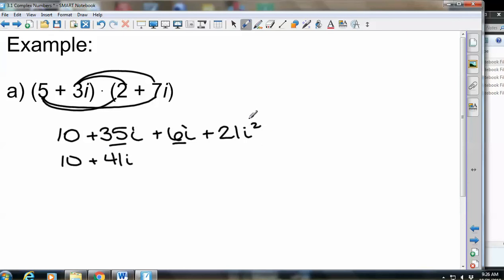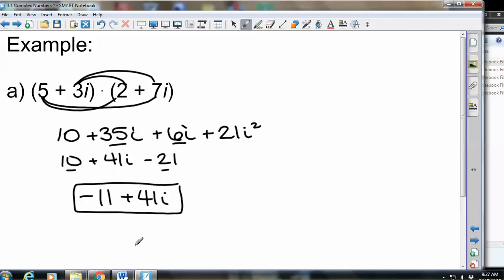However, 21i squared, every time you get i squared, what does it turn into? Negative 1. So this is like 21 times negative 1, which is negative 21. So then you can add like terms, put it in standard form, so we get negative 11 plus 41i. The real part is your negative 11, your imaginary is your 41.